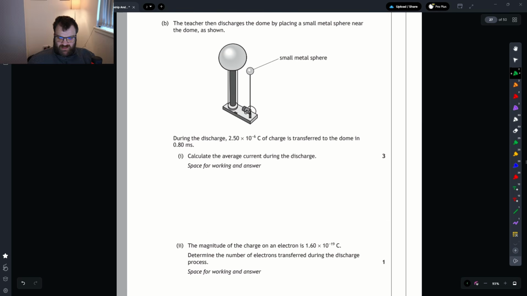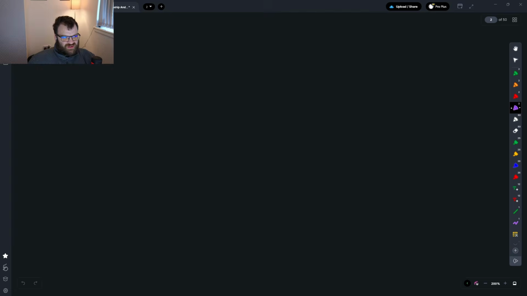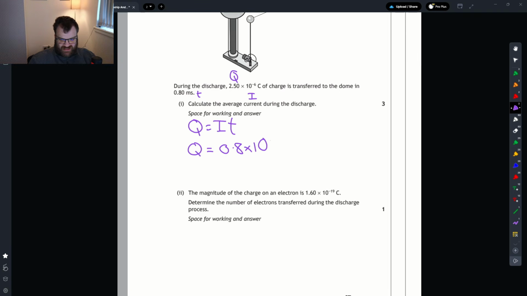And this one, we want the average current. We have the charge, which is Q. We have time, although we need to remember to turn that into seconds, and we're asked the current. Relationship sheet, Q equals IT, milliseconds is 10 to the minus 3. So our I is going to be the charge over the time. 2.5 times 10 to the minus 6 divided by 0.8, and milliseconds is times 10 to the minus 3. That gives us 3.13 times 10 to the minus 3 amps.